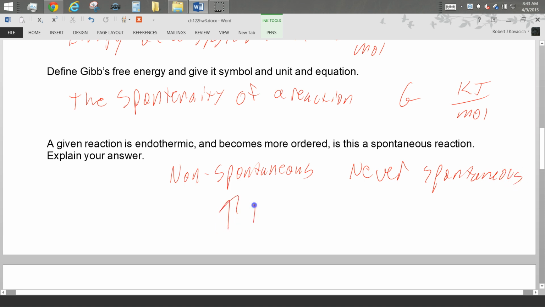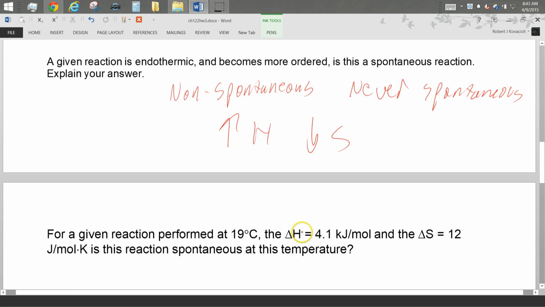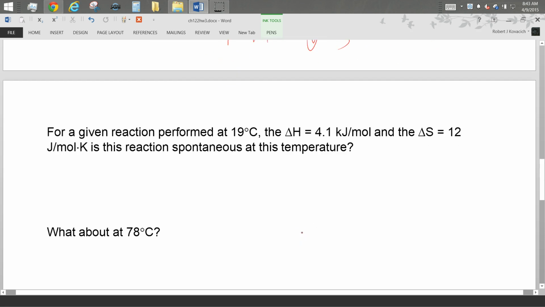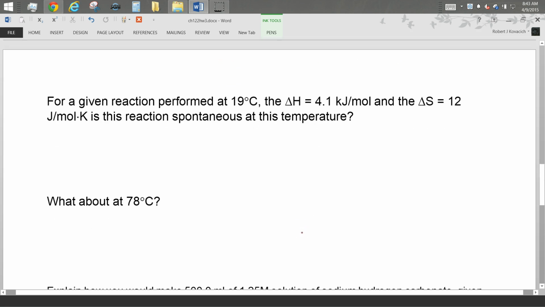It's gaining H and it's losing S. So those are the two things that nature doesn't want to happen. So definitely an energy intensive thing. Okay.